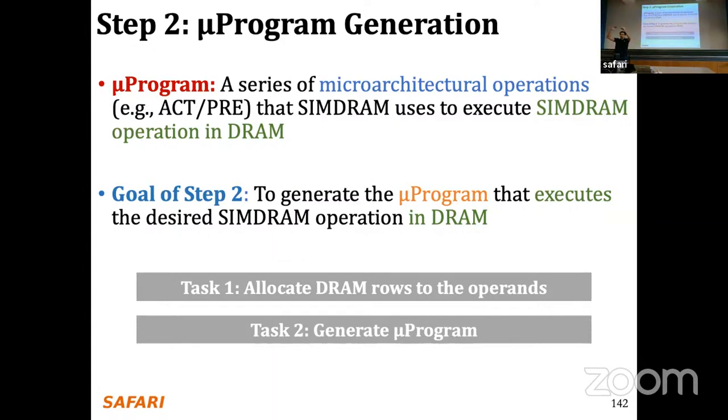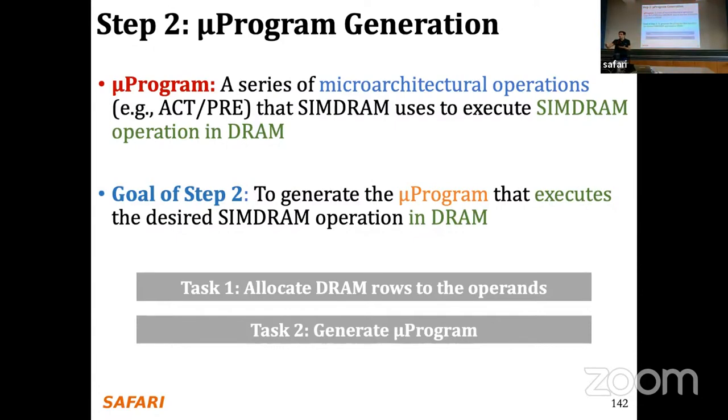And when we copy, let's say, row A and row B to the compute rows, and then we perform some majority operation, for example, we will obtain some result. And this result may be needed later for further computation, for another micro operation, for another instruction in this microprogram, right? Where are we going to place these partial results? Are we going to copy them back to somewhere else? Are we going to keep them in the compute row because we are going to use it right away?